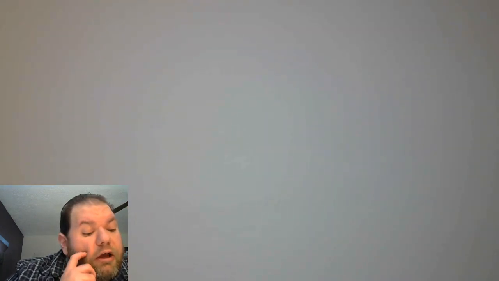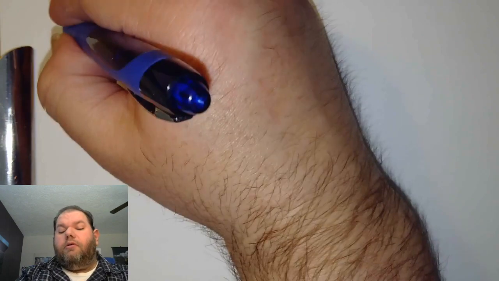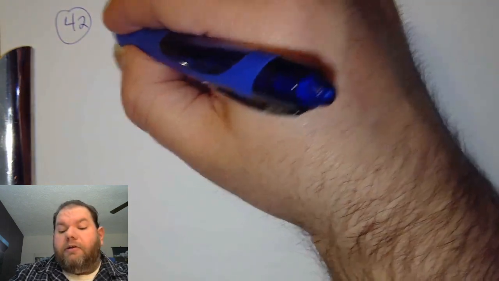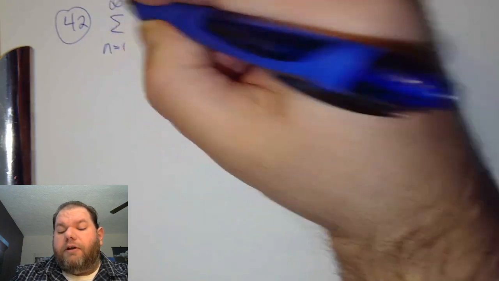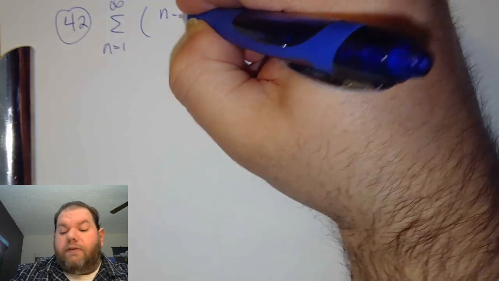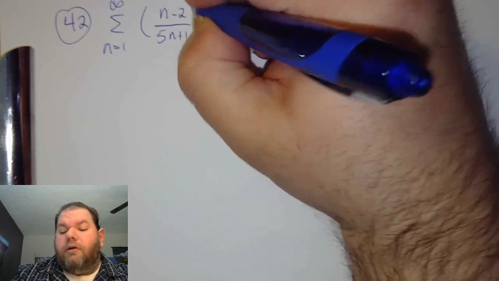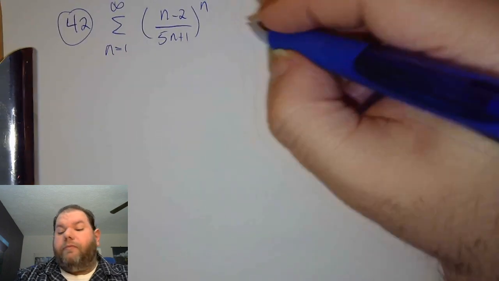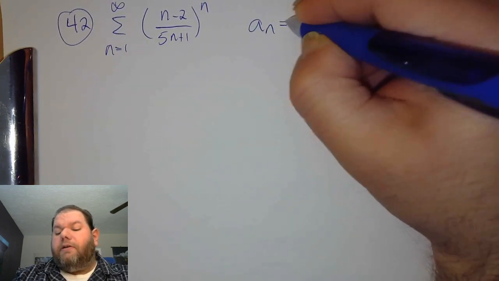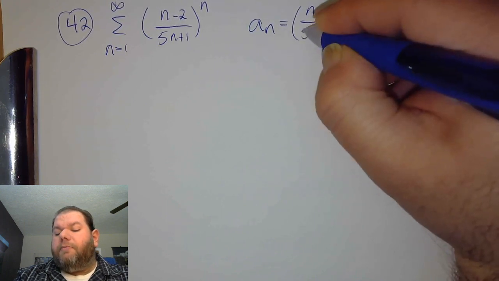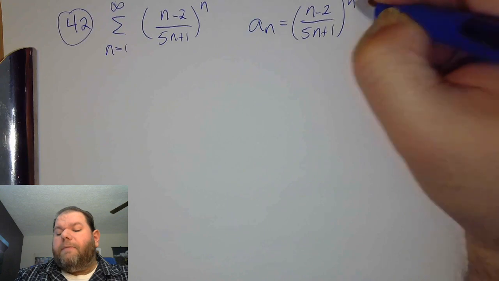For instance, on 42, we have the sum, n equals 1 to infinity, of (n minus 2 over 5n plus 1) to the nth power. So a sub n is (n minus 2 over 5n plus 1) to the nth power.